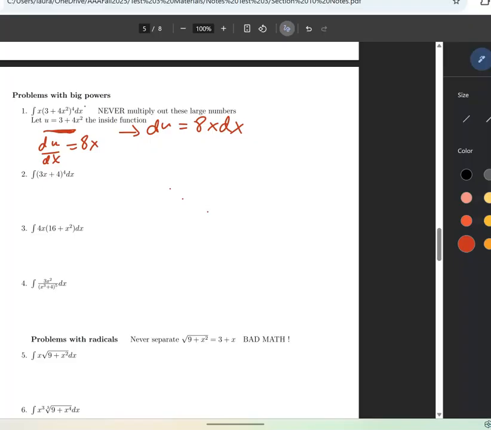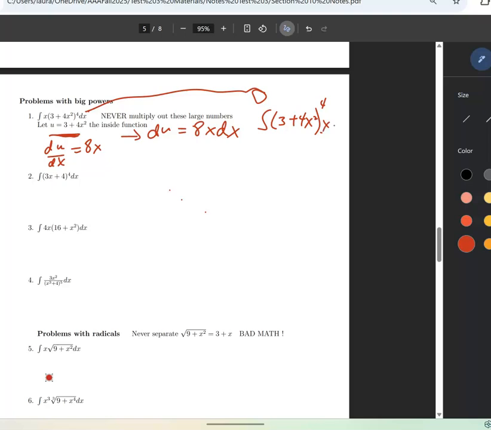All right, let's take this and rewrite it. So I'm going to put this 3 plus 4x squared to the 4th power and then x dx. So what I want to do is substitute. So take out and put in. So the only thing that carries along is the integral sign. And there's the u, right? So this is u to the 4th power.